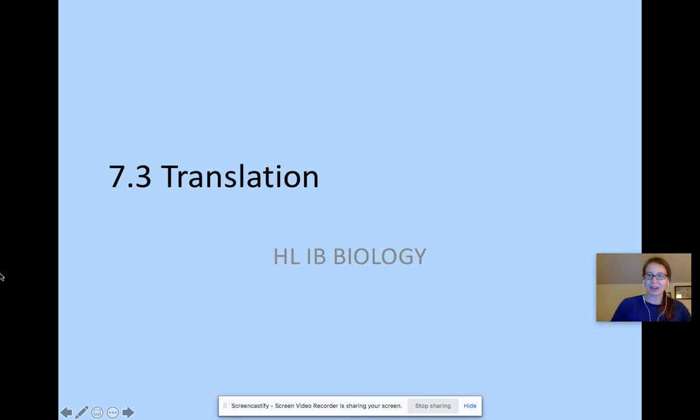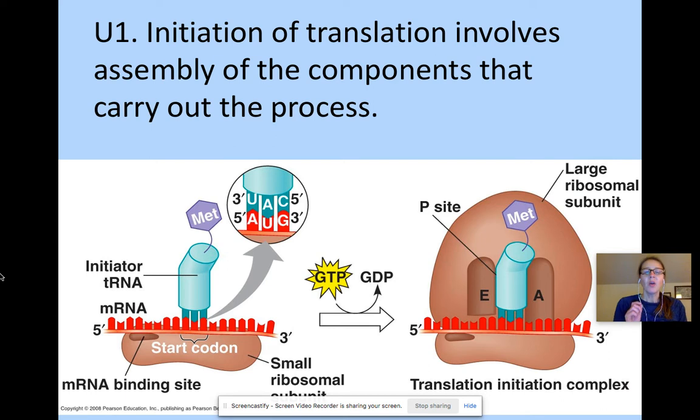All right, let's take a look at translation in a little bit more detail for HL. The first thing we're going to look at is the initiation complex for translation. So we know translation's occurring at a ribosome, and there's a few more details about the ribosome that you're going to need to know. The first of which is that it's made up of two subunits. There's a large subunit and a small ribosomal subunit. So here's the large and here's the small.